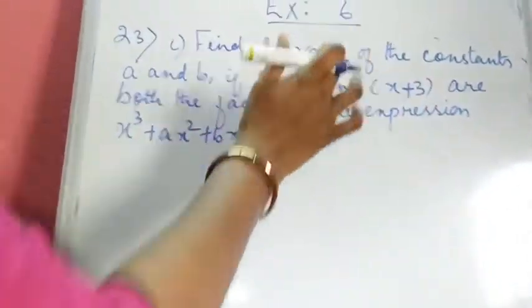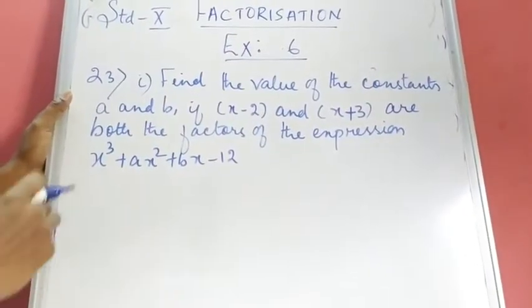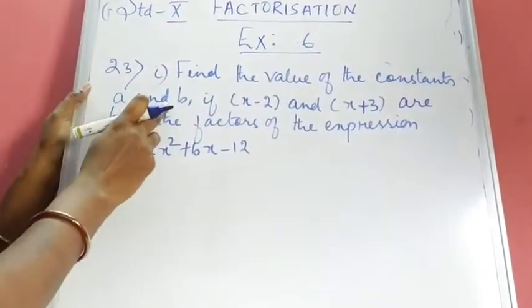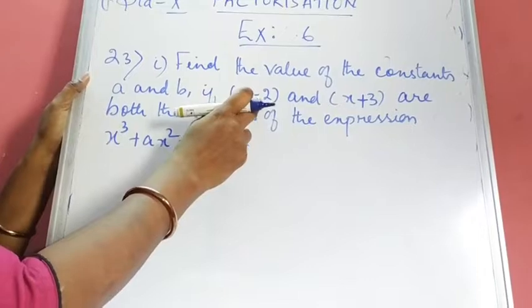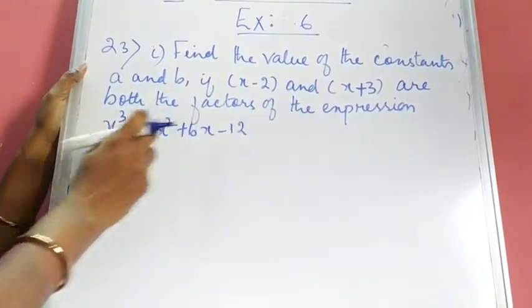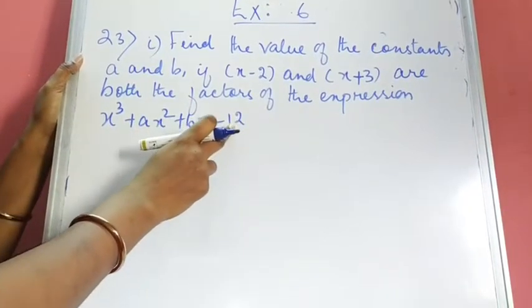So here we have got the 23rd question of exercise 6. The question reads, find the value of the constants a and b if x minus 2 and x plus 3 are both the factors of the expression x cube plus ax square plus bx minus 12.